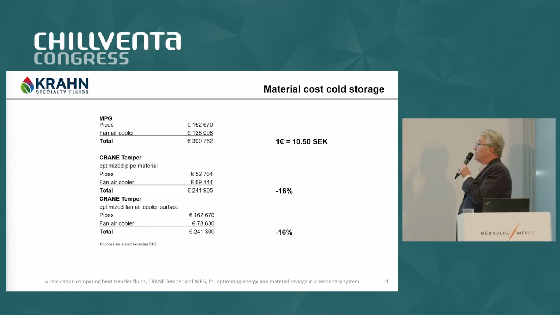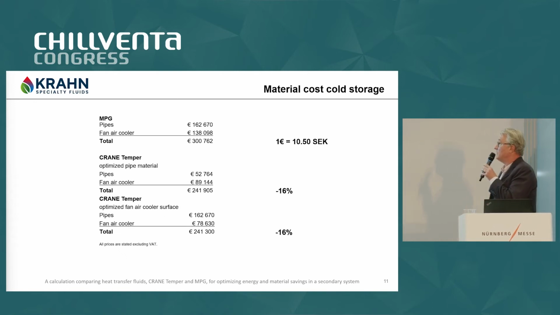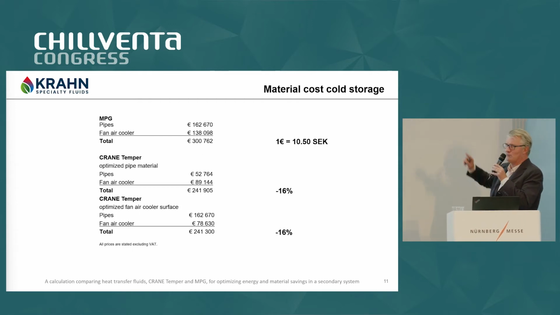If you optimize Temper with pipe materials, you can earn in installation cost. It should be said 20%. Something is wrong here. Sorry, 20%. And also, if you're optimizing for air coolers, it should also say 20%. I don't know why it's something different, but you see, you can earn quite a lot by using a more efficient heat transfer fluid.